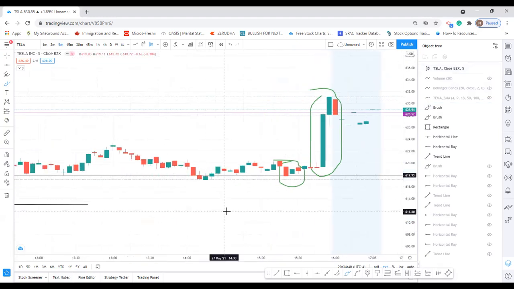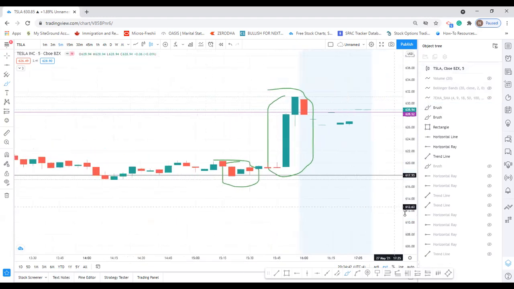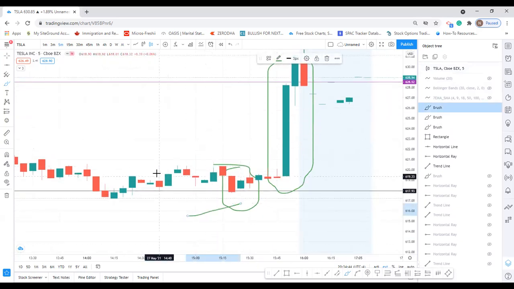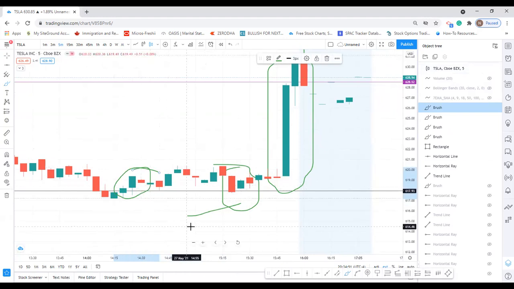Okay, now, people will ask me, here, this area, which candle is this one? The red candle.